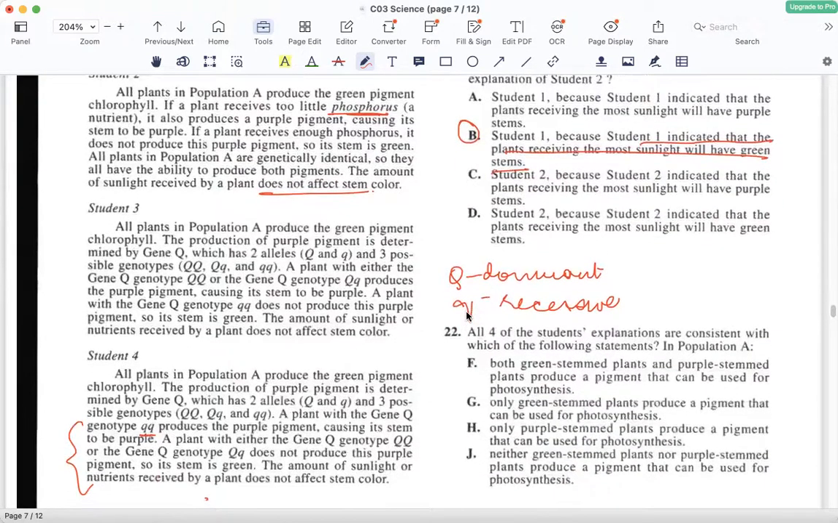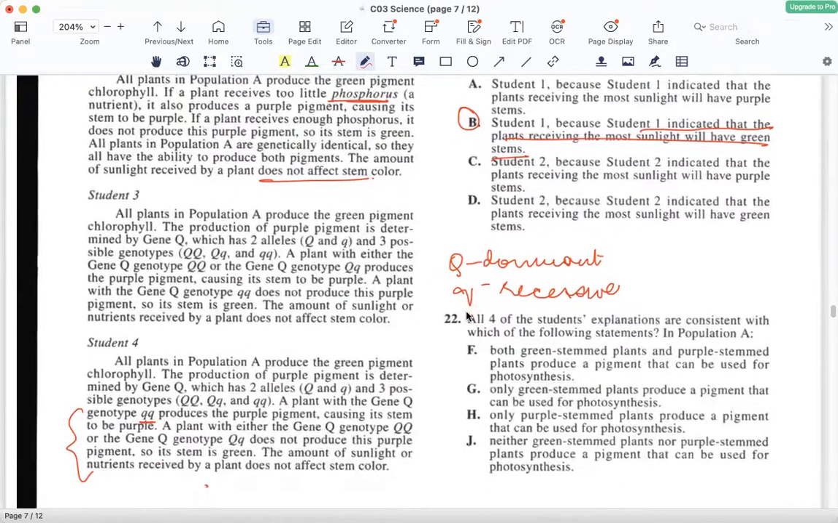All four of the students' explanations are consistent with which of the following statements? In population A, both green-stemmed plants and purple-stemmed plants produce a pigment that can be used for photosynthesis. Yeah, that's true for all, right? Only green-stemmed plants, only purple. Yeah, so F is true. All plants produce chlorophyll.